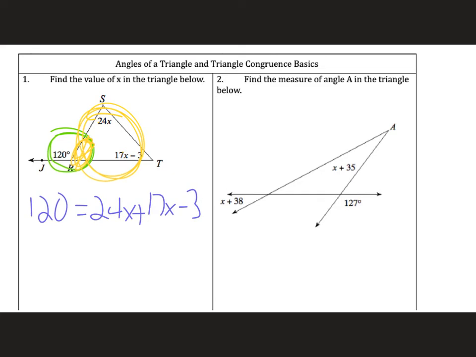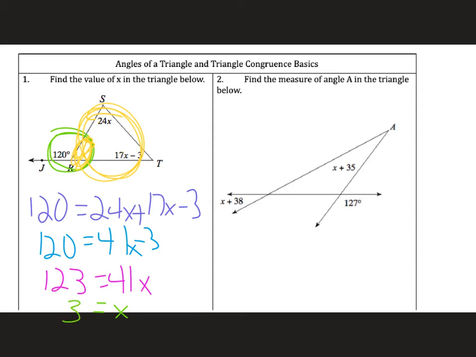Once again, I'm going to combine like terms. So I have 120, and I have 41x minus 3. I'm going to add 3 to both sides, so I'm going to have 123 is 41x. And then I'm going to divide by 41, and I'm going to get x equals, oh look, 3 again. Now if you want to, you could plug that 3 back in here and back in here. 3 times 24 is 60, 72. And then 3 times 17, that's 30, and 21 is 51, and then minus 3 is 48. 72 and 48 make 120, so we did it.